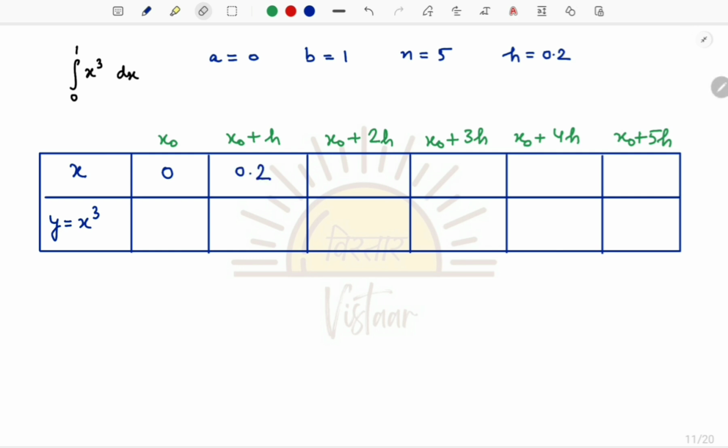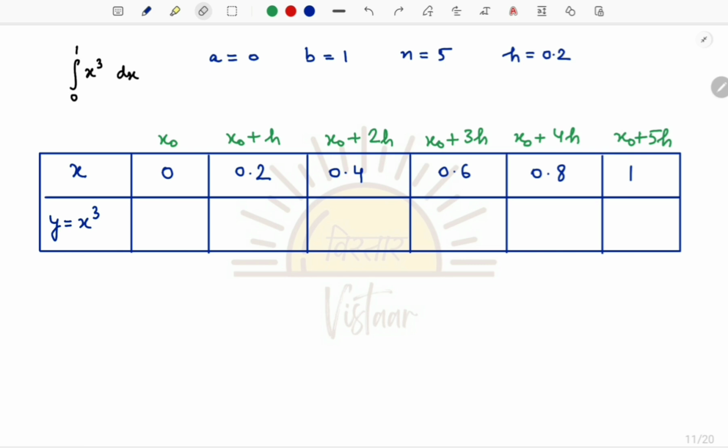Similarly, we can find the value for x0 plus 2h. It will be 0.4. Similarly, x0 plus 3h will be 0.6. x0 plus 4h will be 0.8. And x0 plus 5h will be 1.